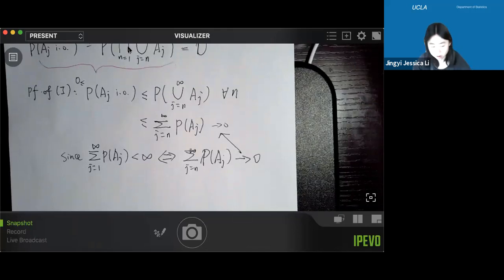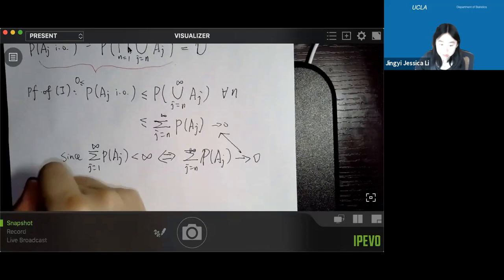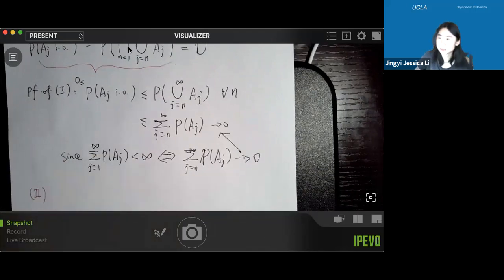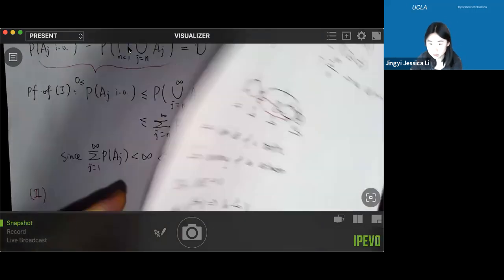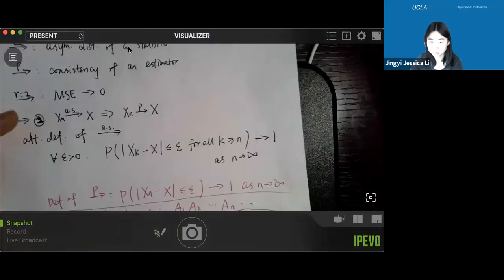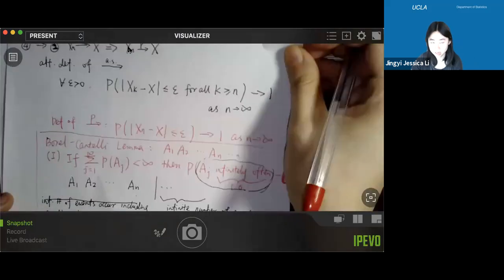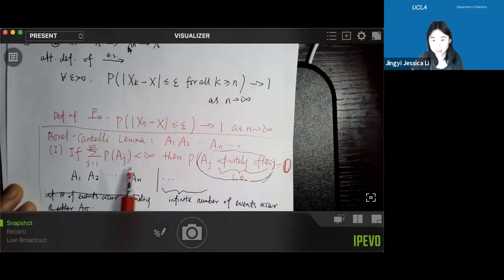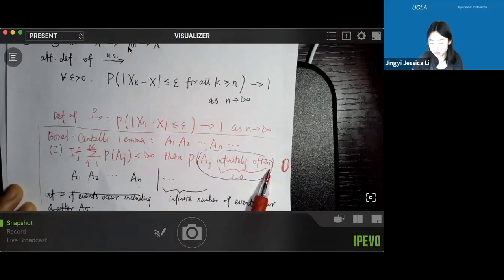The second part is actually what we use even more often. It can be considered as a partial converse of the first statement. So coming back here, you may wonder: if this is finite, then this is 0. What if this is infinity? Then what will happen to this? The second statement is about that. It's about when this is infinity, what happens here?